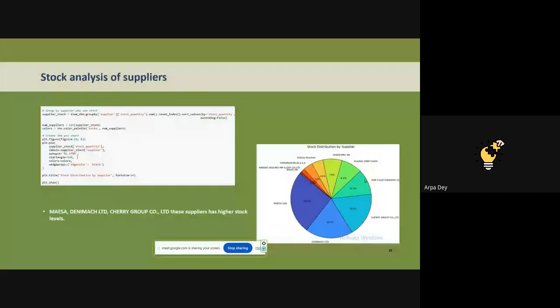So, the stock analysis of suppliers. From this pie chart, we can see that Mesa and Denimatch companies are our top suppliers.